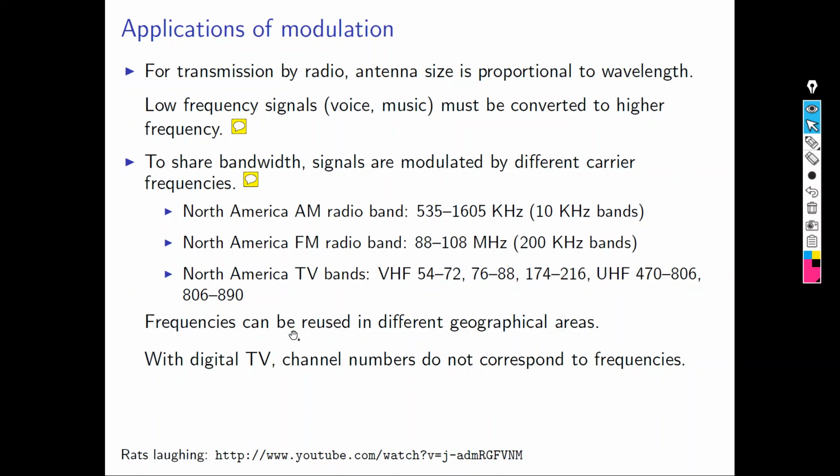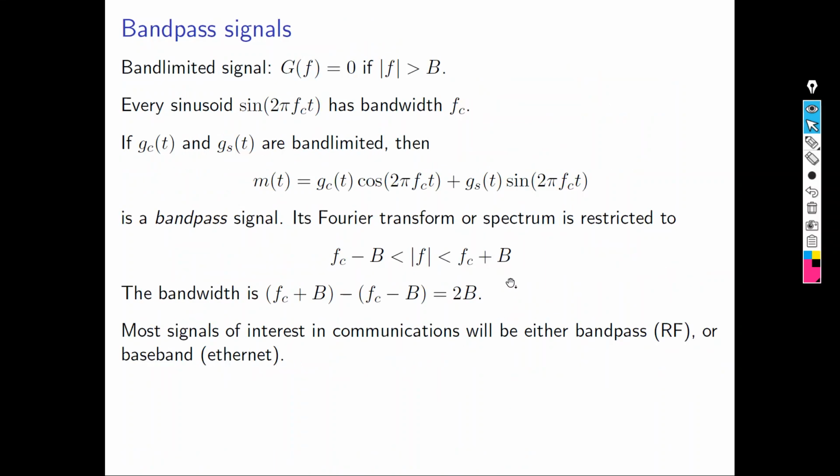Frequencies can be reused in different geographical areas as well. With digital TV, channel numbers don't correspond to frequencies, because you have a different kind of technology that uses digital modulation and OFDM transmission. So the number that you see on the TV, for example, this channel has this number, has no relation with the frequency of the channel. You need to go to the configuration button so that you know the frequency of each channel you watch on TV, yes? The number is different than the channel.